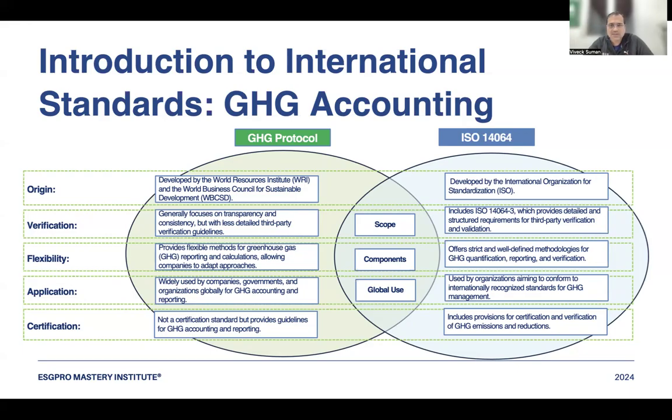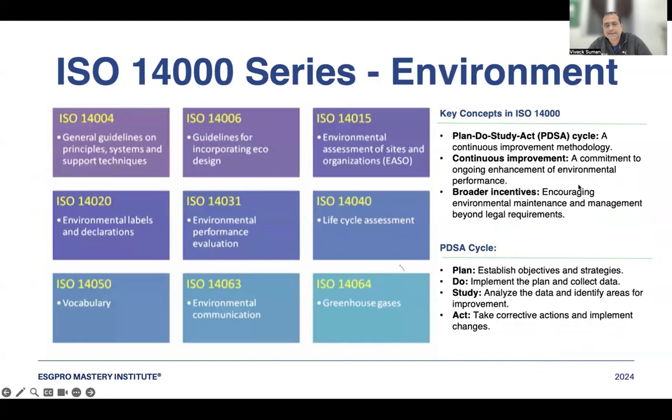Application, of course, the GHG Protocol is widely used, while ISO is used by organizations who aim to conform to an internationally recognized standard for GHG management, right? Certification: GHG in itself is not a certification standard, right? But it provides a guideline for GHG accounting and reporting, and that's why companies voluntarily do it themselves and report the same. And frameworks like GRI, even BRSR, allow for it. They do not ask that you need to verify right now in BRSR. In future, of course, BRSR is bringing third-party assurance, particularly on carbon accounting.